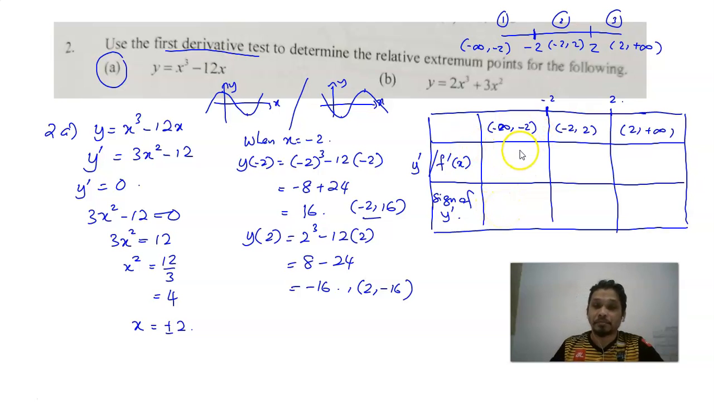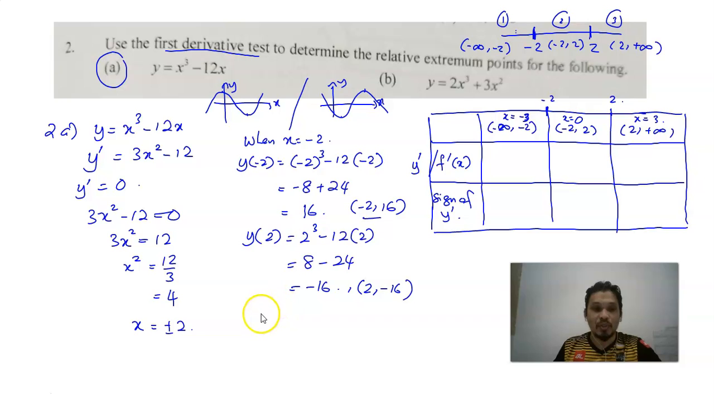Now let's choose any values of x that lie in the range from negative infinity until negative 2. So this is negative 2 and this is 2. Any number from negative infinity until negative 2, we choose negative 3, for example. So x equals negative 3, and to make our life easier I choose x equals 0, and here x equals 3.